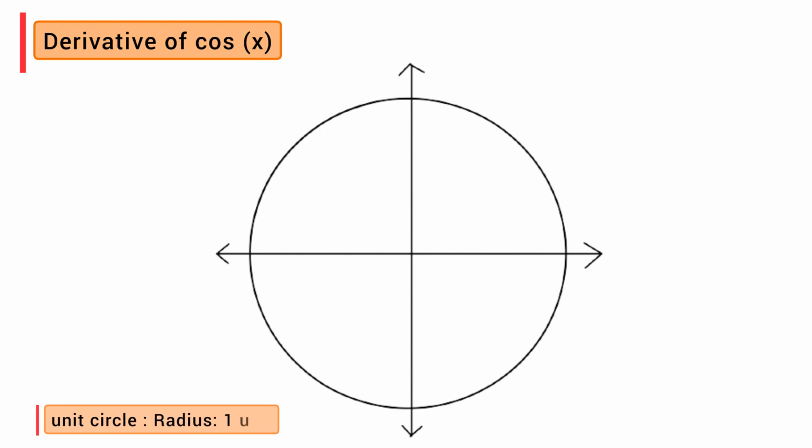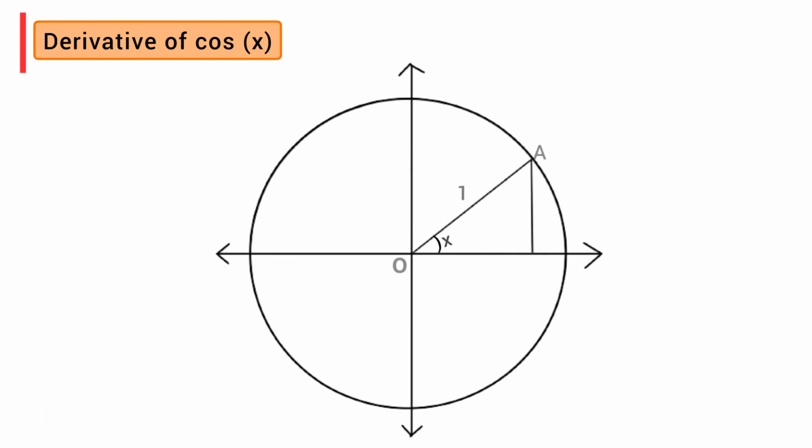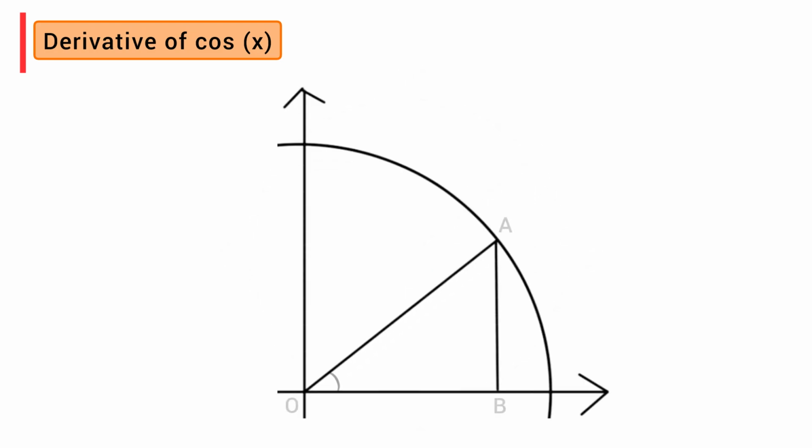Imagine a unit circle with a radius of 1 unit where the hypotenuse subtends an angle of x radians. The adjacent side, denoted as OB, corresponds to the value of cosine x. Now, let's increase the angle by a small value dx, leading to a new side, OD, representing cosine x plus dx.